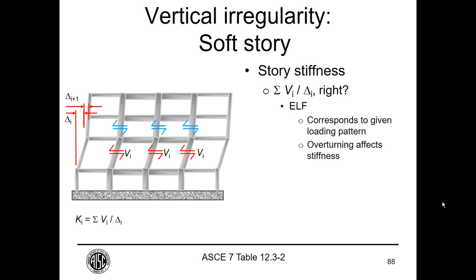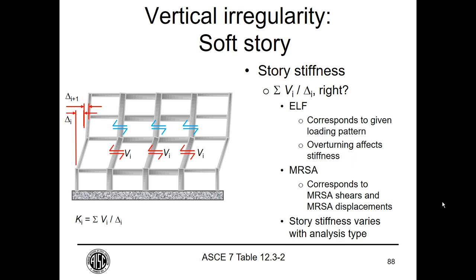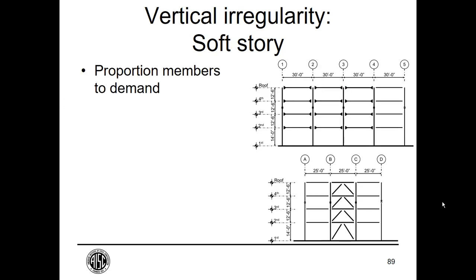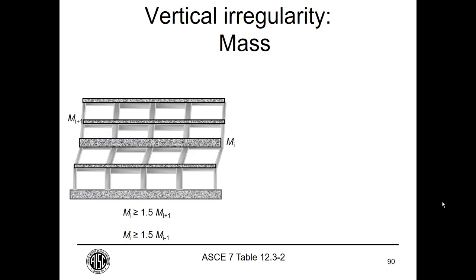Soft story, it's pretty easy to use the ELF and just use the load distribution from the ELF to get that effective stiffness. Modal response spectrum analysis, it's a little more nuanced. You still can use the effective story shear and story drift. I find it pretty simple to use the ELF, though, for this check. All right. We're going to proportion our members to the demand. We don't think a soft story is going to be likely, but we don't know enough at this point, so we're going to have to check it later.